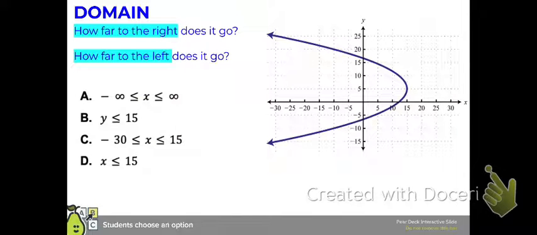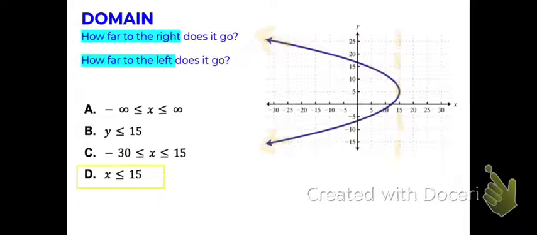So how about this one? What is the domain? How far to the right does it go? How far to the left does it go? The answer for this one is not C. The answer is D. This is written in a slightly different way.